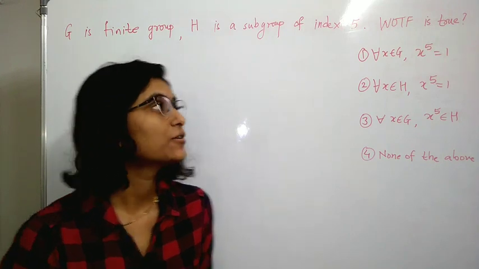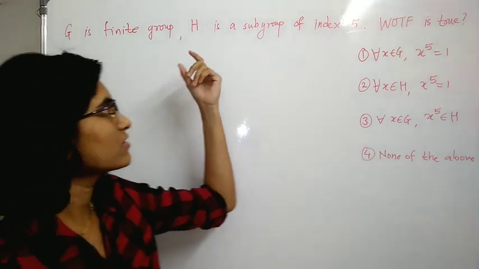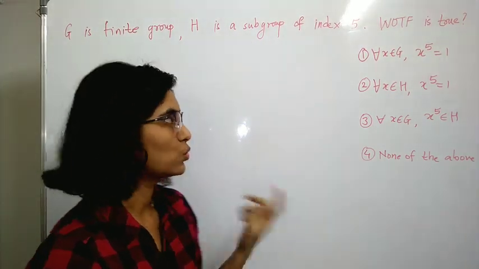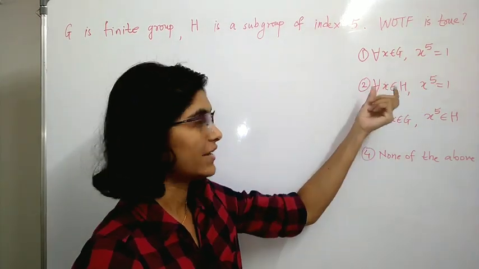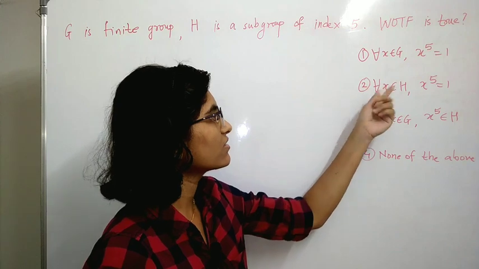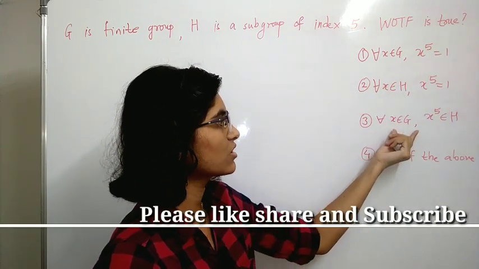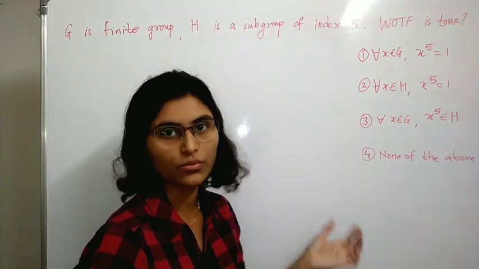So let's start. Let G be a finite group and H be a subgroup of G of index 5. Then which of the following is true? For all x belongs to G, x raised to 5 is 1, identity. Then for all x in H, x raised to 5 is 1. For all x belongs to G, we have x raised to 5 is in H. And the last option is none of the above.